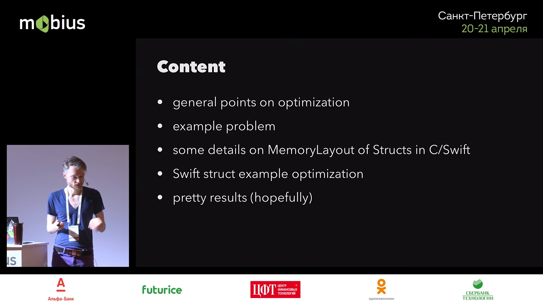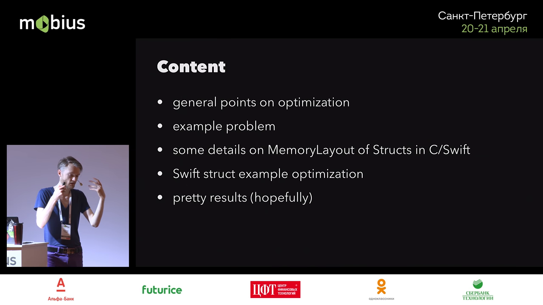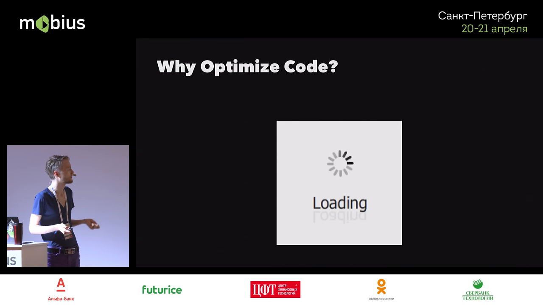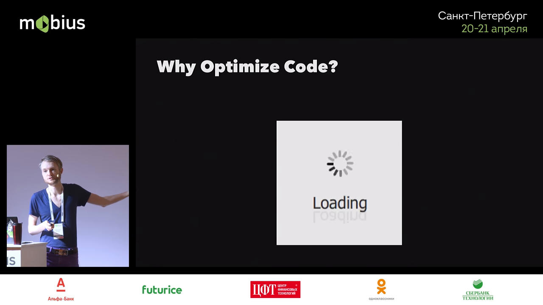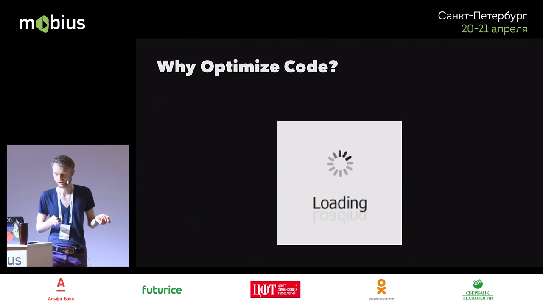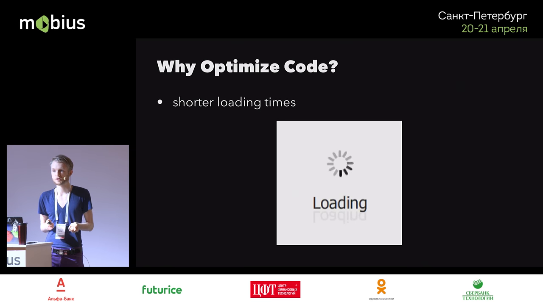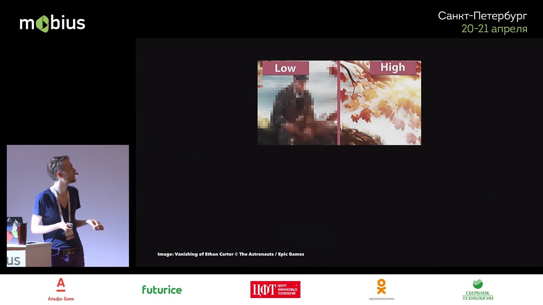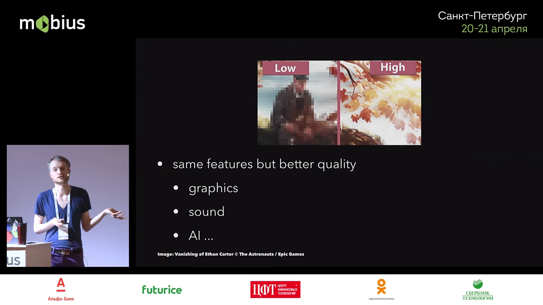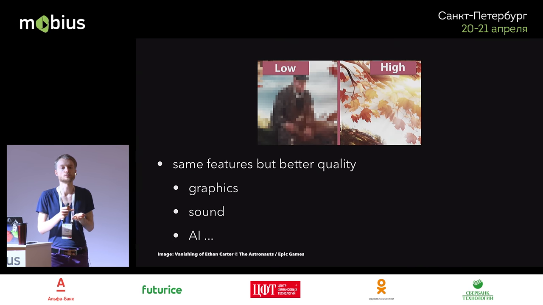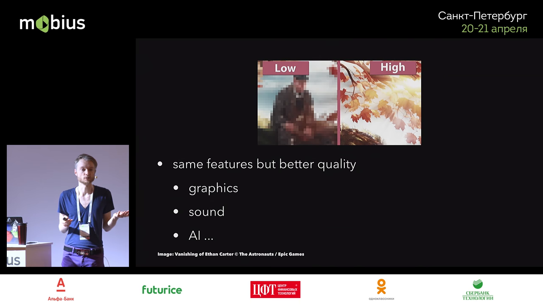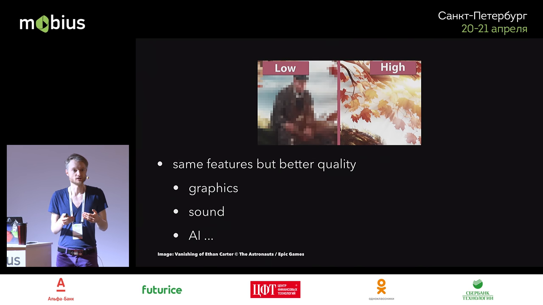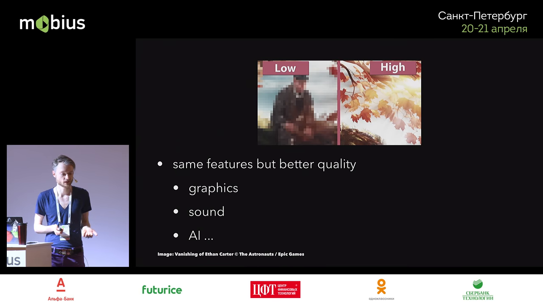That's the overview. And then first we can ask ourselves, okay, why do we want to optimize code? Because this is not what we want. We don't want to sit the user in front of something where it says loading because I have to do something. So we want to have shorter loading times. That's one reason that we want to optimize code. Another reason is that we have a difference in quality. Quality could be images, it could be audio, it could be AI. You can imagine if you can make your AI optimized, that means you can do more things. You can maybe calculate more turns ahead in a game or something. So optimization is very important for better quality.